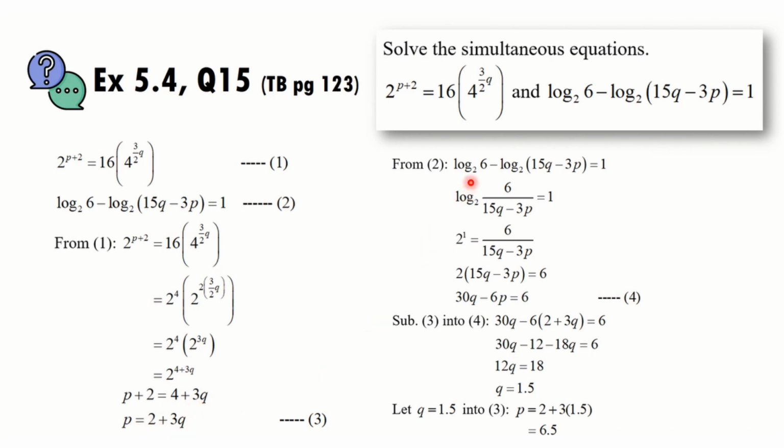From the second equation, we have a logarithmic equation. So what we will first do is, on the left hand side, apply the quotient law to get log base 2 of 6 over 15q minus 3p equals to 1. Then converting it into an index form, we will have 2 to the power of 1 equals to 6 over 15q minus 3p. Or you could do some form of manipulation and arrive at 30q minus 6p equals to 6. So now that we have our third equation and fourth equation, we will apply the substitution method to solve this simultaneously, and hence we get q equals to 1.5 and p equals to 6.5.